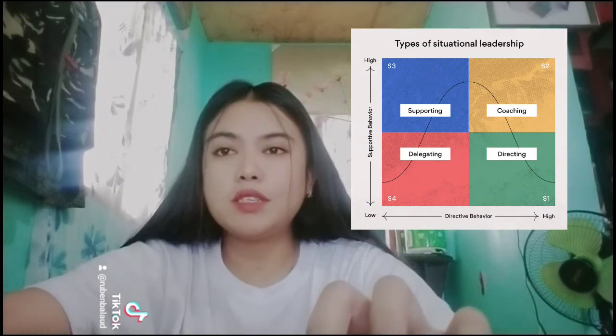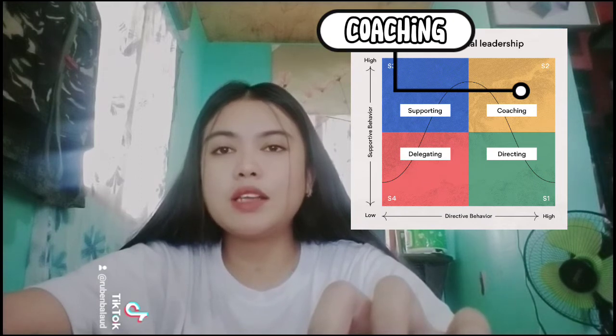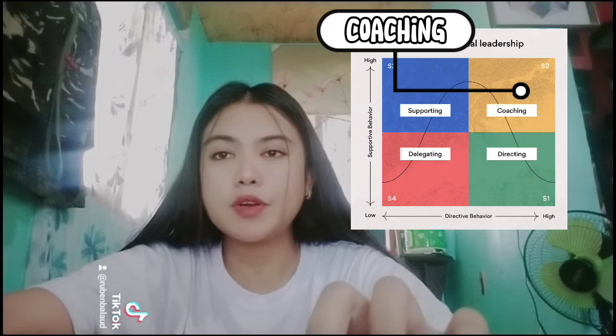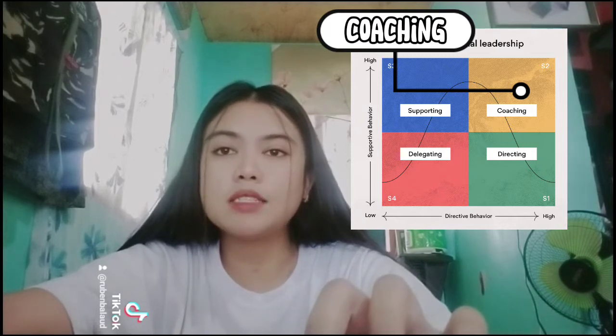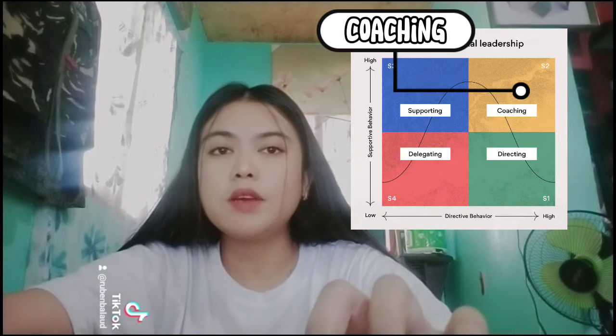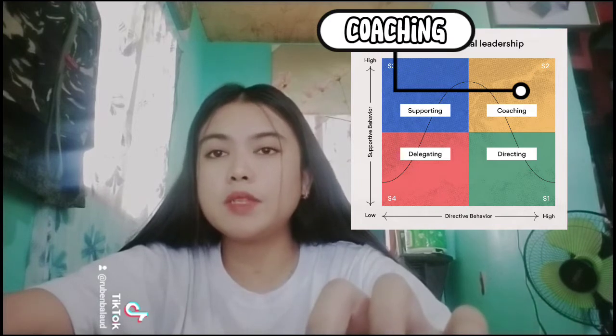Second is coaching. Style 2 is the coaching situational leadership style, also known as selling or explaining. When coaching, the level of directive behavior is high, and so is the level of supportive behavior. This situational leadership style is most effective for the enthusiastic beginner because you can observe and support them without close supervision.